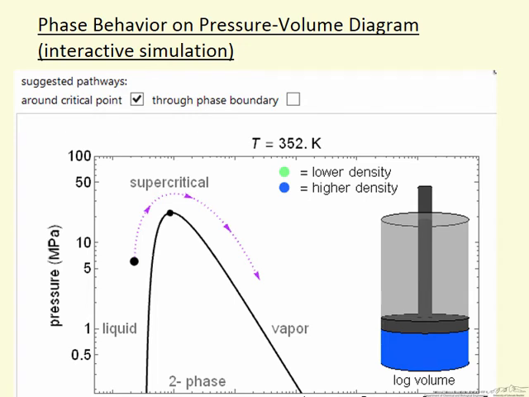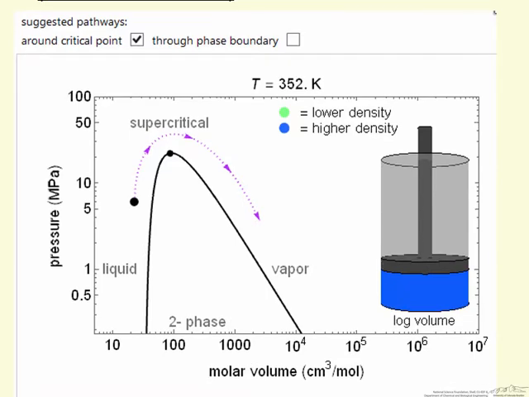This simulation on the left shows the phase behavior for a single component in a pressure volume diagram. Let's look at that diagram. So it's log of pressure versus log of volume, and then on the right is a piston and cylinder arrangement. In this case, we're at this point, the black dot, and so we're at higher density, a liquid phase.